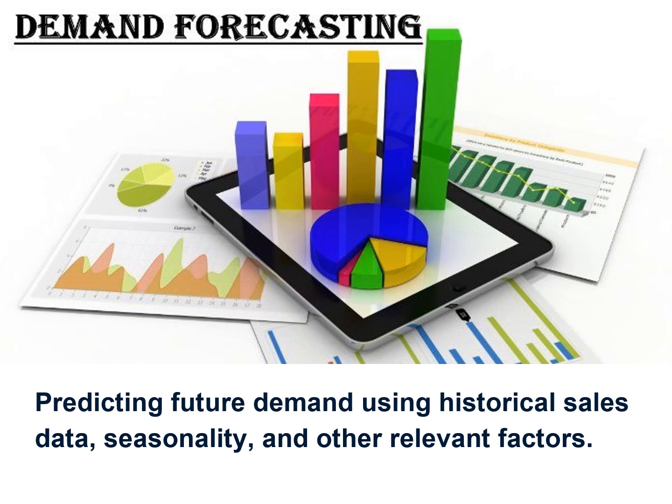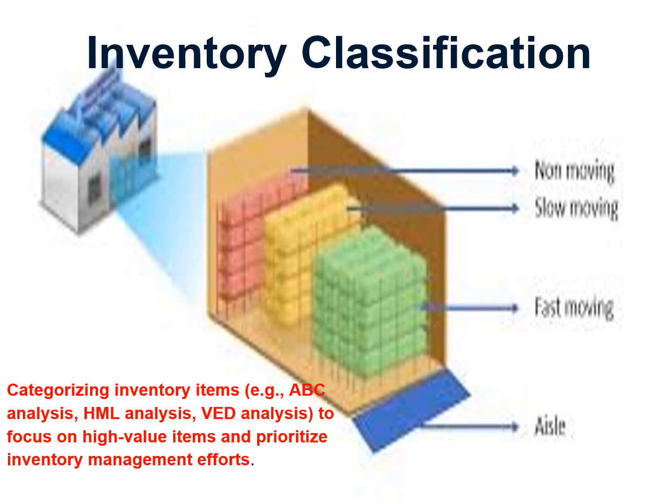The first one is demand forecasting, which is predicting future demand using historical sales data, seasonality, and other relevant factors. Second one is inventory classification, which is categorizing inventory items like ABC analysis, HML analysis, and VED analysis to focus on high value items and prioritize inventory management efforts.